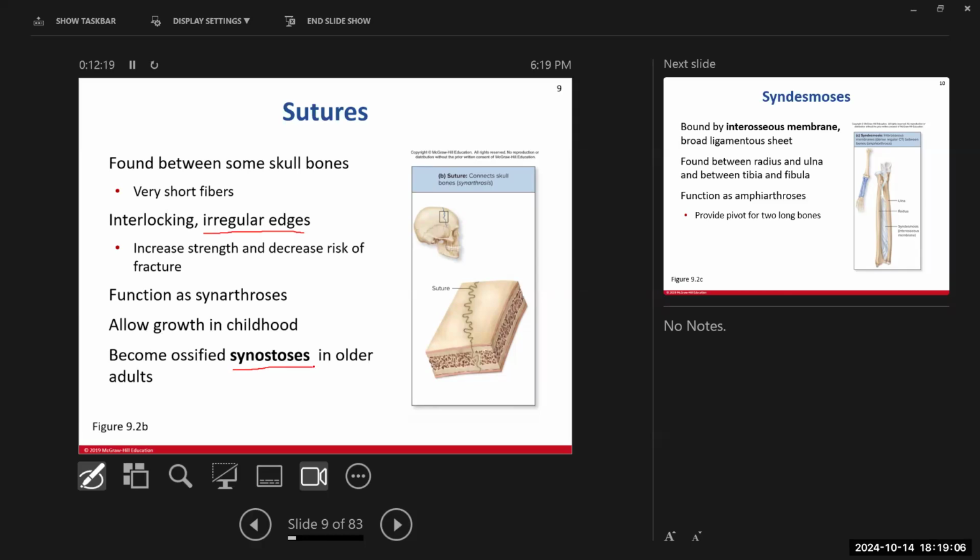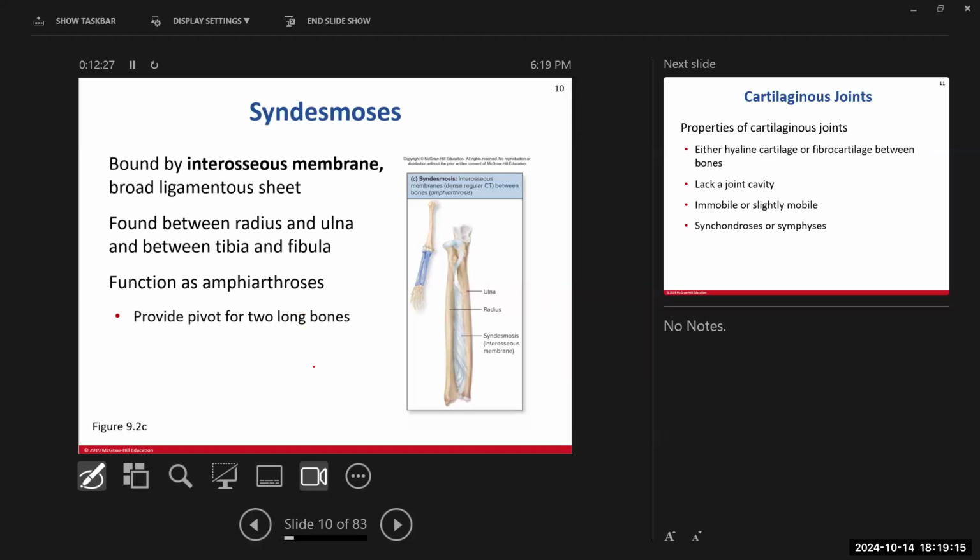So we saw those in chapter 8 when we were studying the cranial bones of the skull. And then our final fibrous joint here is the syndesmoses. We didn't really get a chance to talk about the example that you see in the picture, but this is where you're going to see two bones held together by a fibrous sheath. And you see it in the forearm and you see it down in the leg.